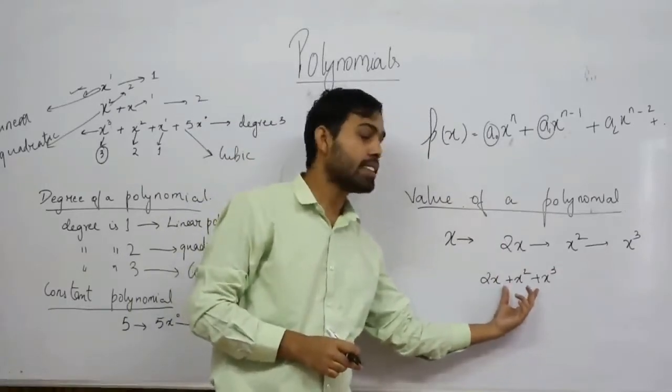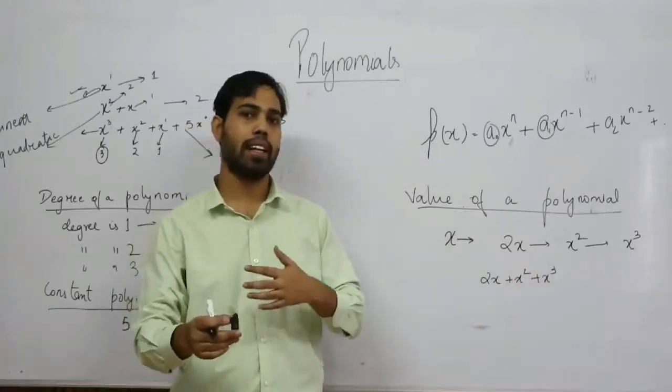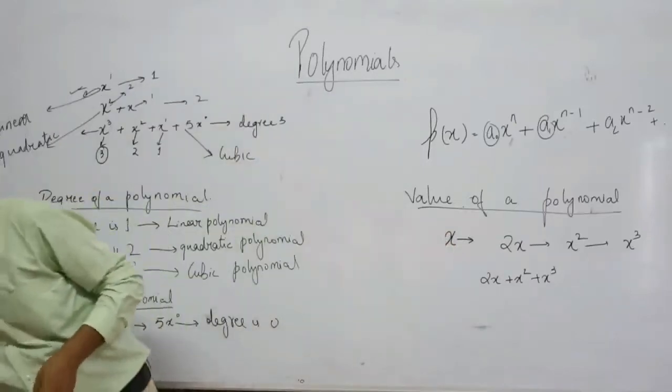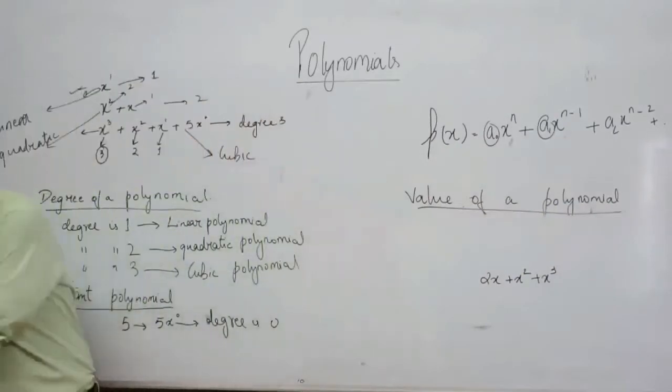So what is this? This is a polynomial. And what is the degree? The degree is 3. So we can understand in this way, like in our day-to-day life, there are many uses of polynomials. Now, okay, let us use this example again.